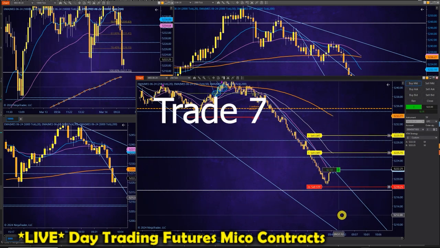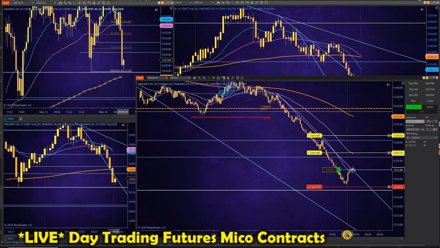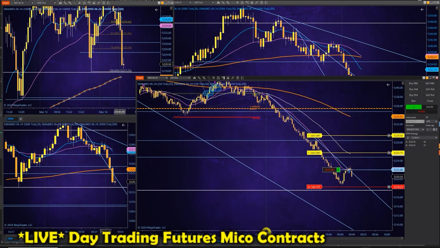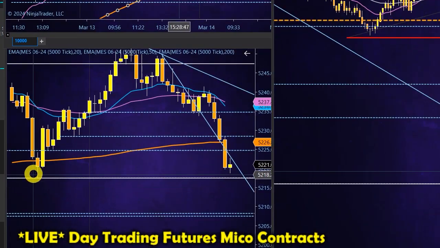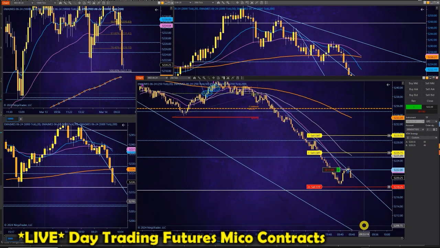Order filled. If it breaks over that trend line, I'll give it a try. See if it'll bounce here for us. Even a little bit. No, it's not going to bounce. It wants to sweep. I probably should have waited for this level to be swept right here. Yeah, I definitely should have, because it's not ready to go back up yet.